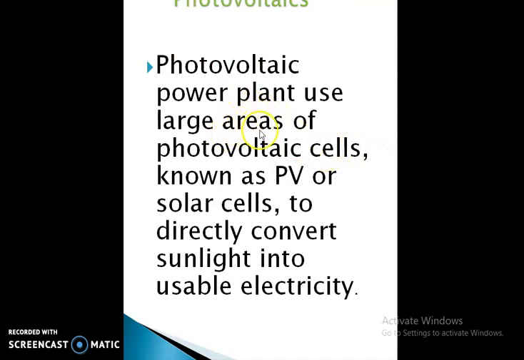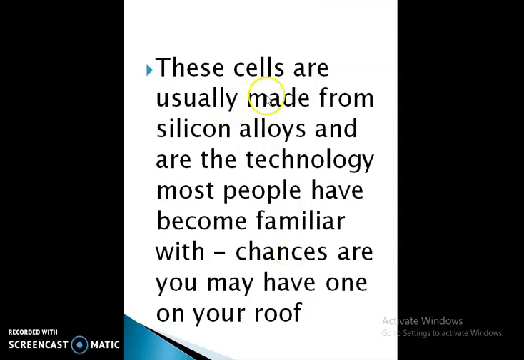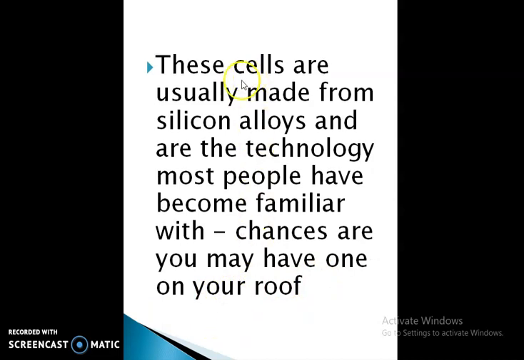Photovoltaic power plants use a large area of photovoltaic cells, known as PV or solar cells, to directly convert sunlight into usable electricity. These cells are usually made from silicon alloys and are the technology most people have become familiar with. Chances are you may have one on your roof.